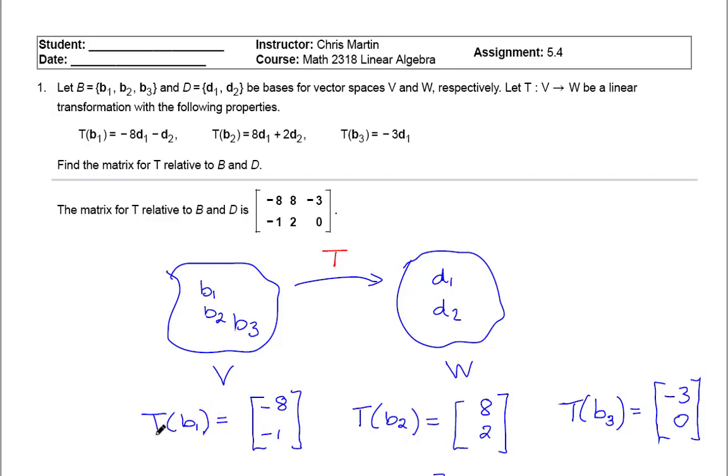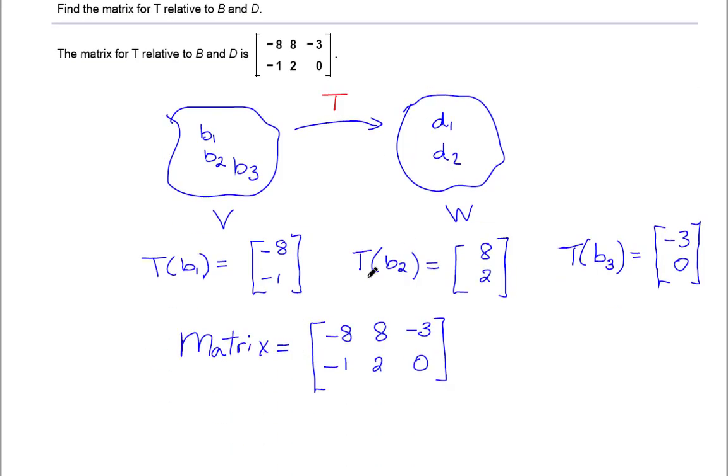I know that T of b1 maps into -8, -1. They gave us that there. T of b2 maps into 8, 2. And T of b3 maps into -3 and 0. And so if you put that together, that gives us our matrix for T relative to these two bases. So just put in the columns for what T does to b1, b2, and b3.